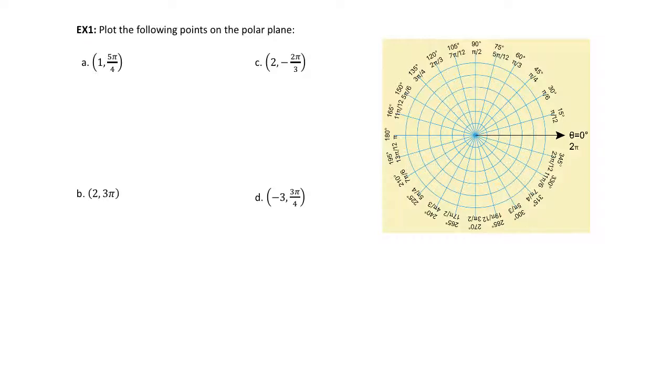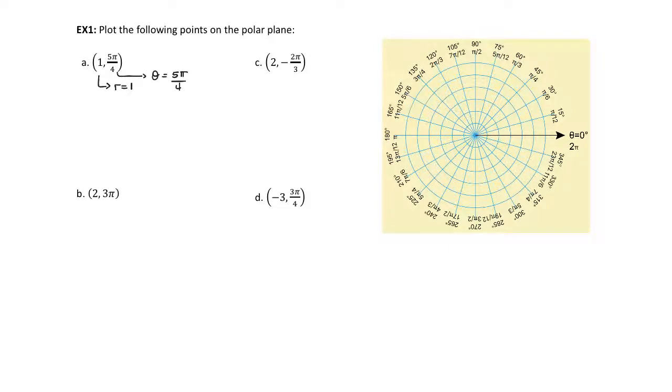Example 1 is asking us to plot the following points on the polar plane. So here is my polar plane. Point A has coordinates 1, 5 pi over 4. So then r is equal to 1, and we know that theta is equal to 5 pi over 4.